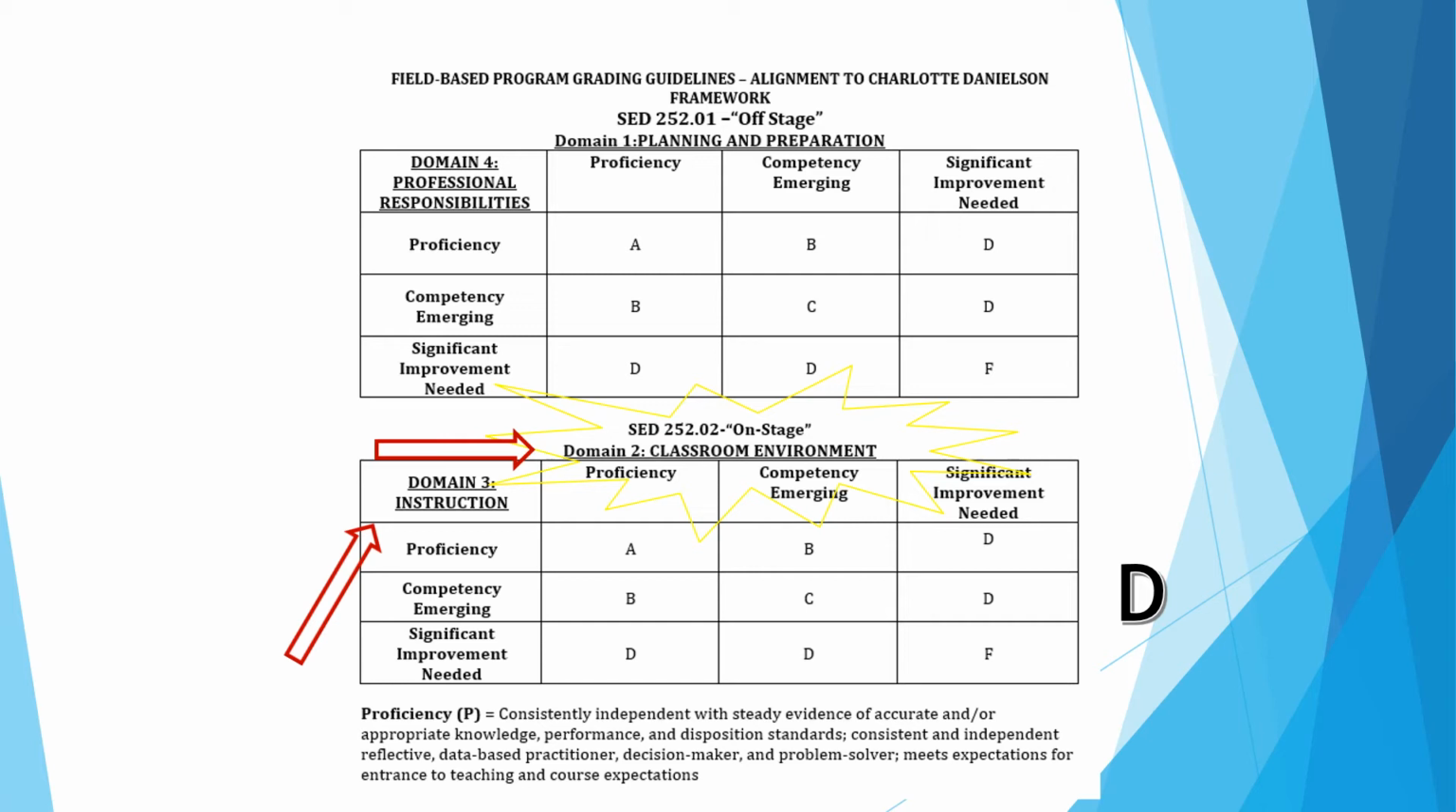Unfortunately, that means they would not pass their field-based courses because, as you remember, you must earn at least a C in all 5 of your courses this semester.